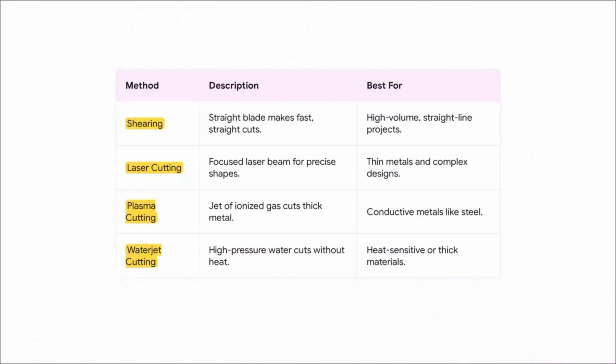Need to slice through some seriously thick steel? A plasma cutter is your best friend. And for materials that can't handle any heat, a high-pressure water jet can cut through almost anything without warping it at all. It's pretty amazing.